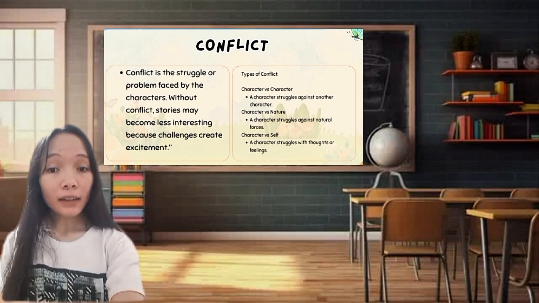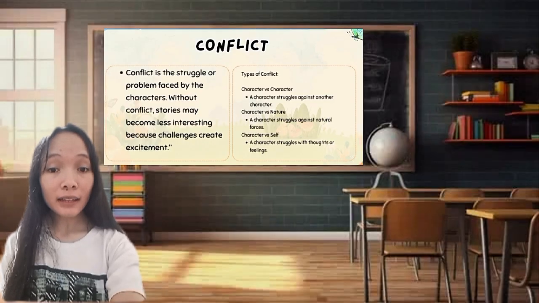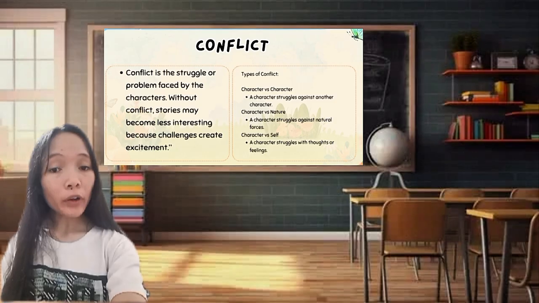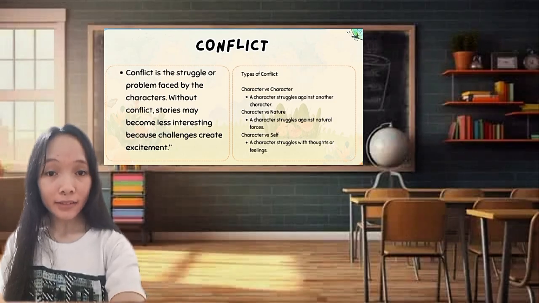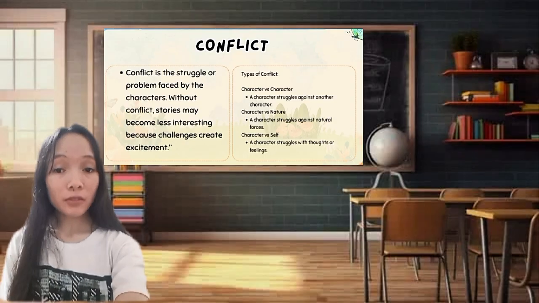And next, we have character versus nature. This happens when a character struggles against natural forces. The character may face storms, earthquakes, floods, or other natural disasters. An example, a person trying to survive a strong storm.